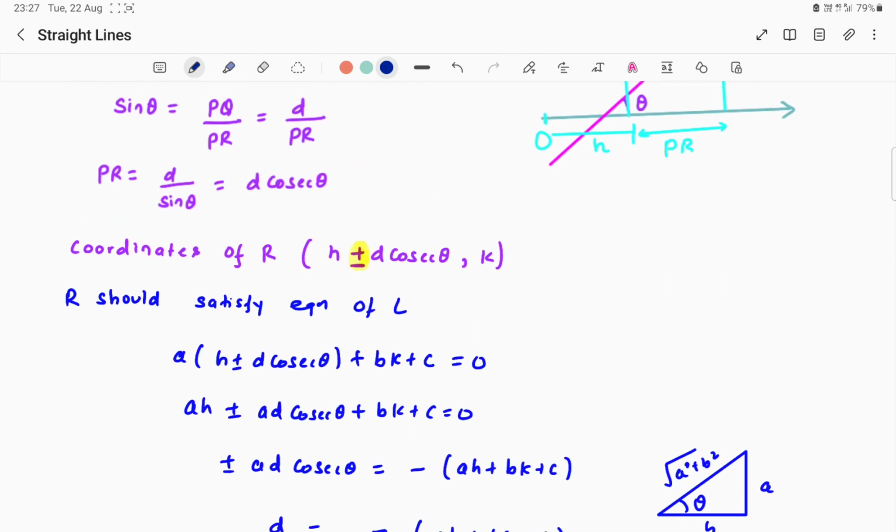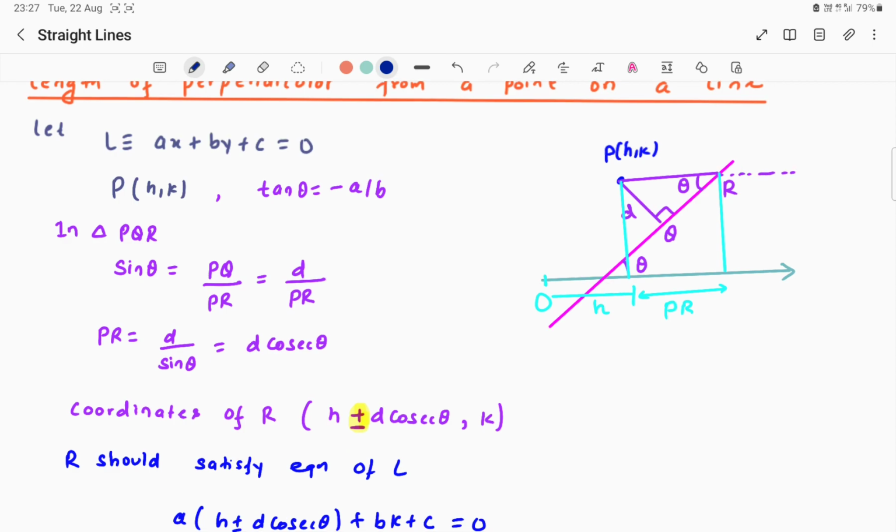Okay, now let's see the trigonometry part, how we can prove this. So think like this: the point P is h comma k and the perpendicular distance of the point P from this pink line is d. Okay, and when the line equation is given, we can always find tan theta, isn't it, which is minus coefficient of x by coefficient of y, which is minus a by b.